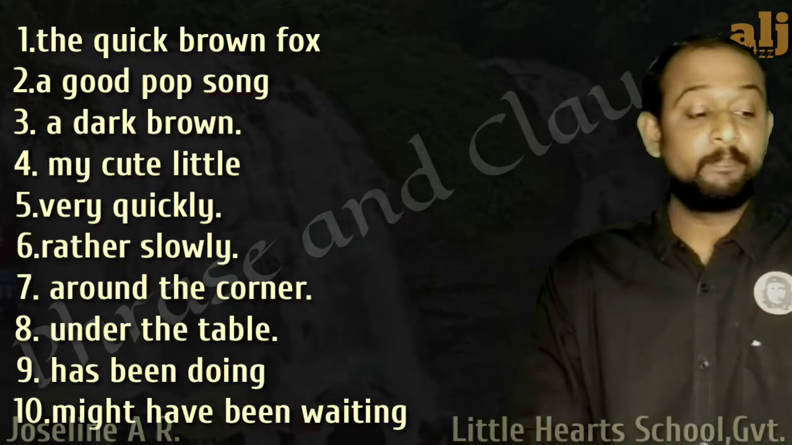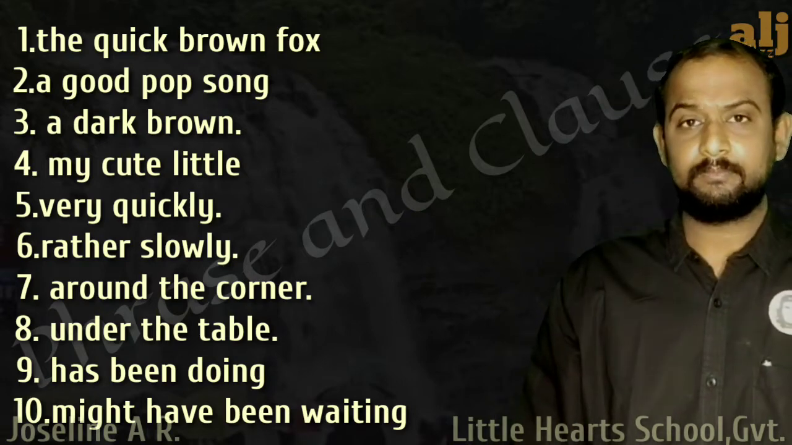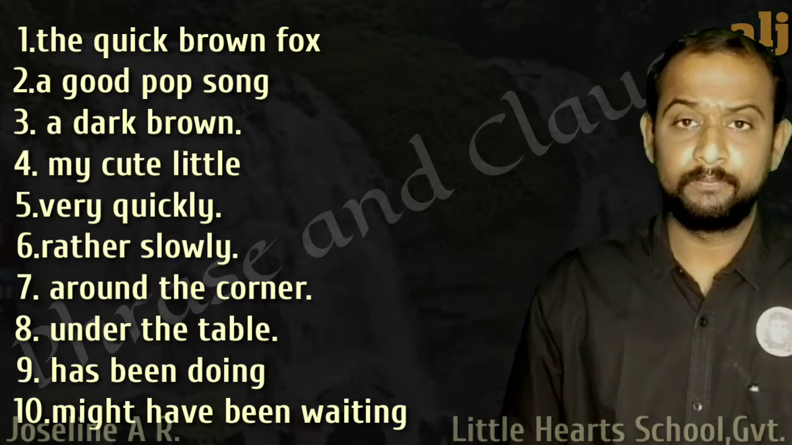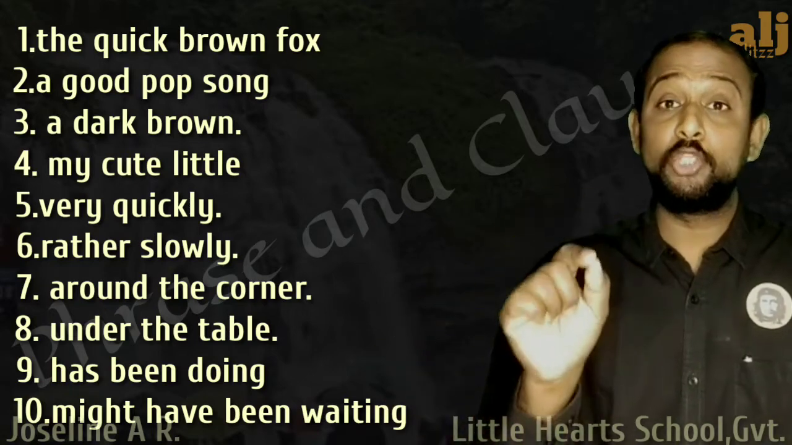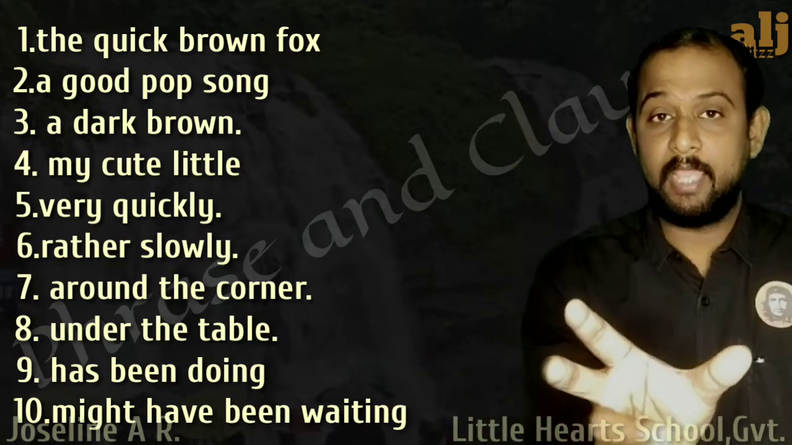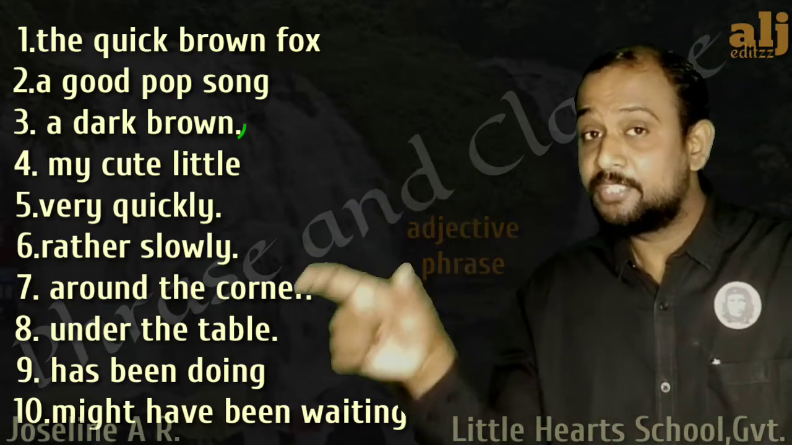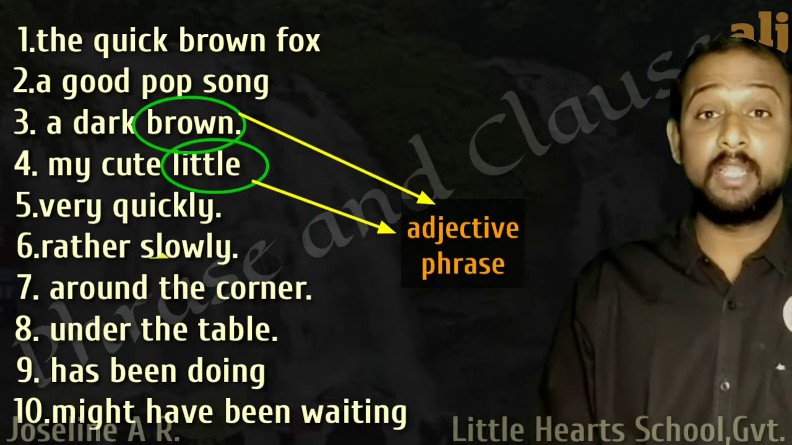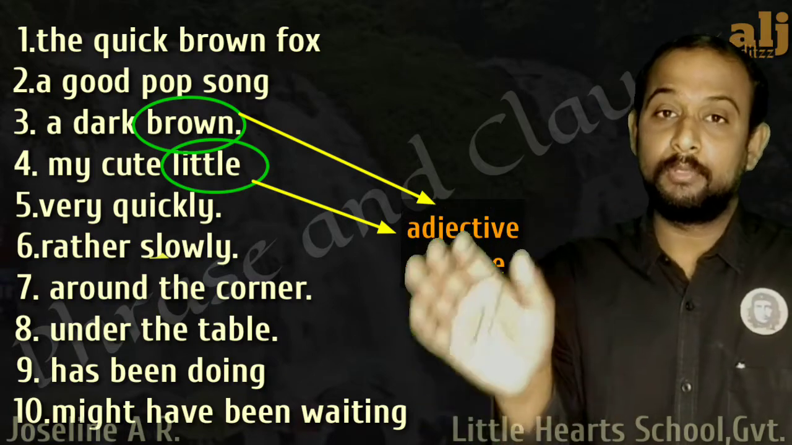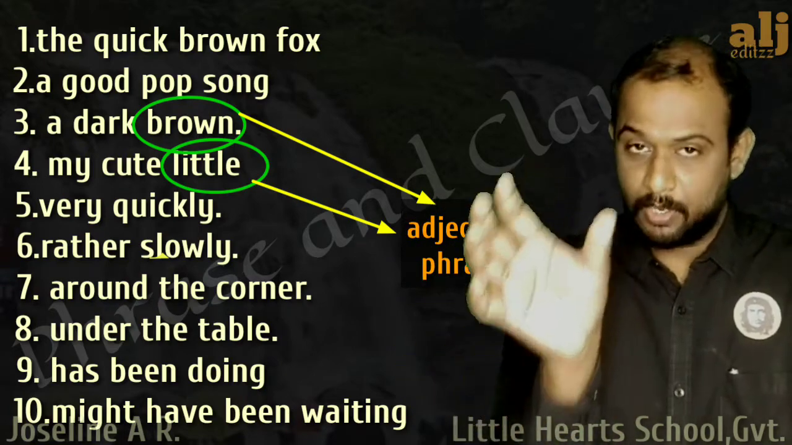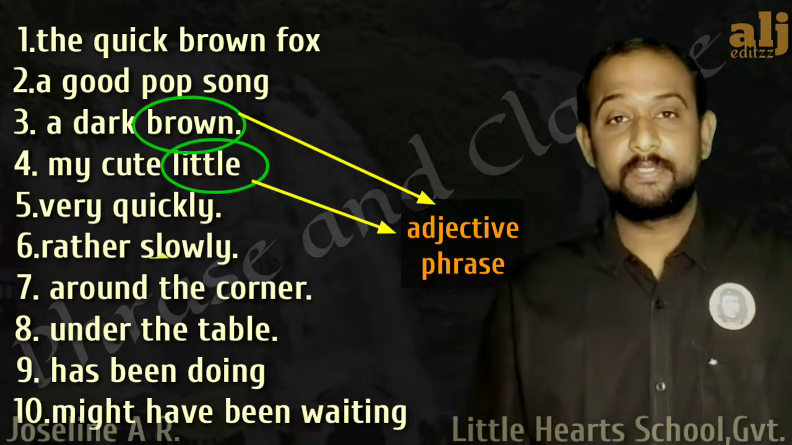See, third one, a dark brown. Fourth one, my cute little. Brown is of course an adjective. Little is also an adjective. But altogether, a dark brown and my cute little perform the action of an adjective. They act as an adjective. So it is called an adjective phrase. In fact, third and fourth are called adjective phrases. Altogether they perform the action of an adjective, so both are called adjective phrases.